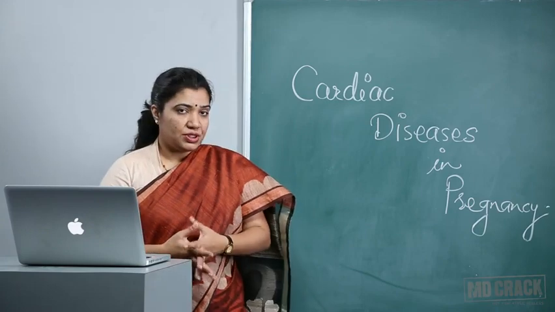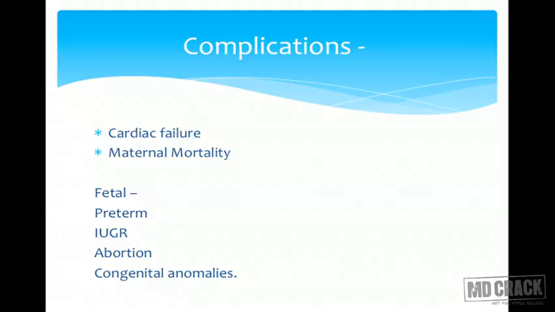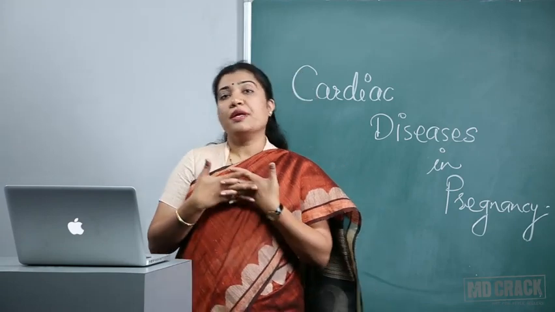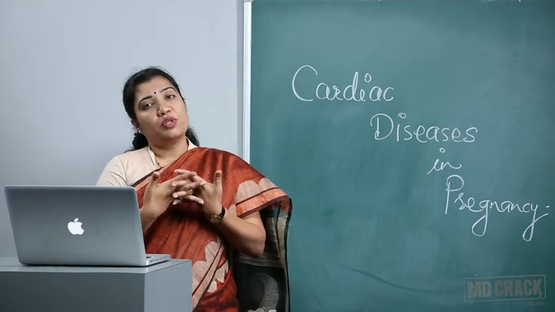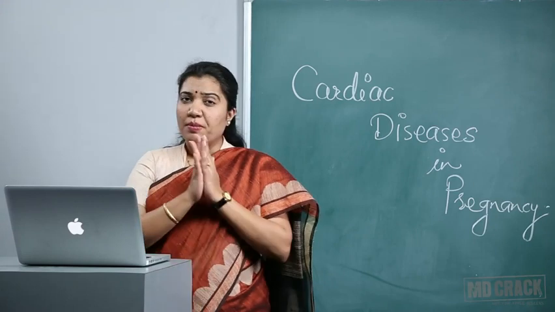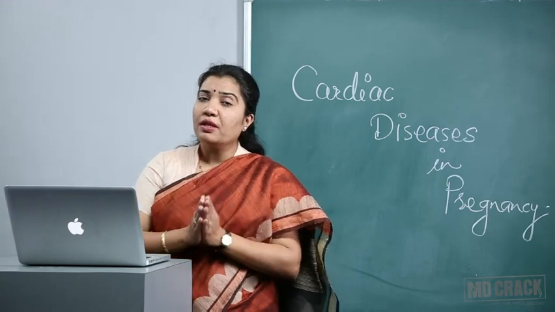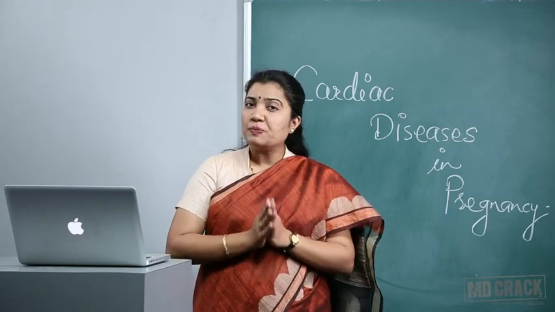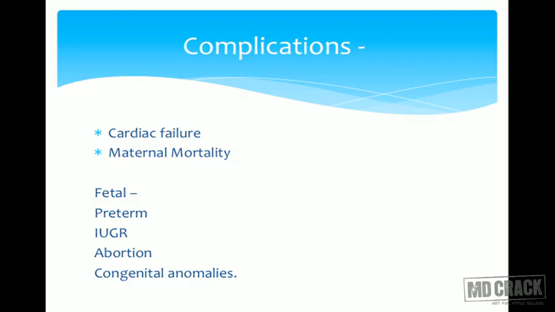Now what are the complications seen? The major maternal complication is cardiac failure, and that may lead to maternal mortality. Then there can be endocarditis, pulmonary edema, and thromboembolism. All these changes can be there, but the main one is cardiac failure, the main cause of maternal mortality. So a woman who is pregnant, just because she is pregnant, may die. Fetal complications: there can be preterm deliveries, prematurity is the main one.